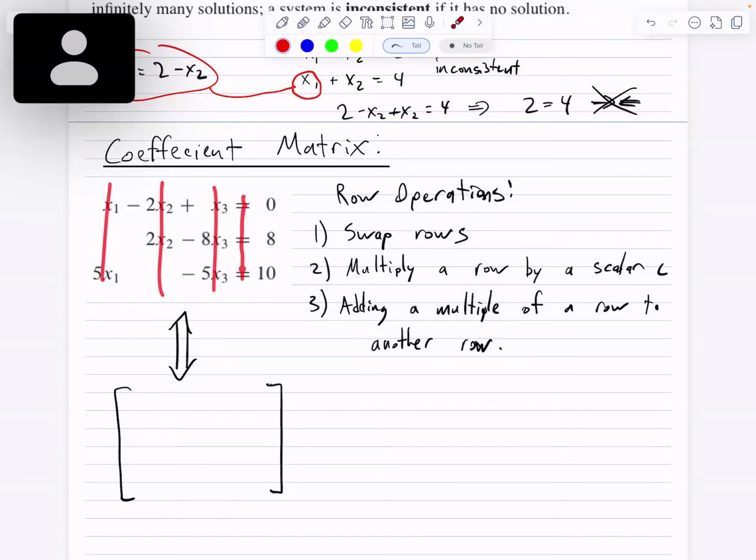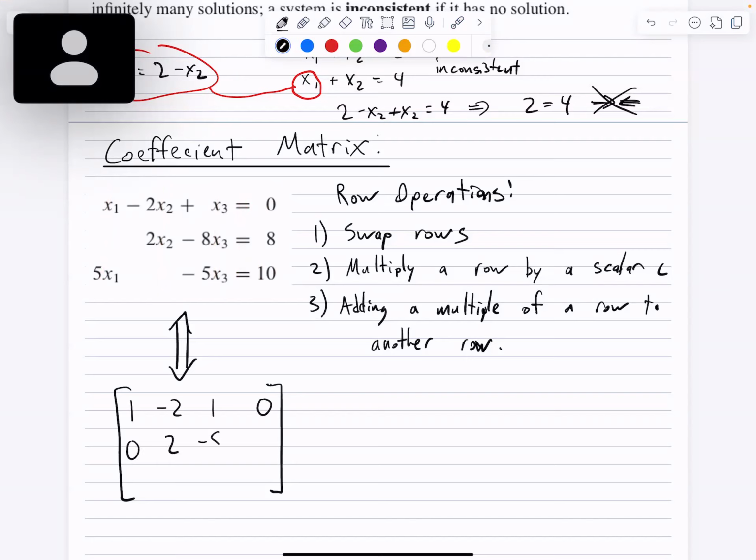And then for the equal sign, I'm going to put a line, what's called an augmented matrix, and then I'm going to have the solution on the right. The book doesn't do augmented, but that's fine. So this coefficient matrix will be 1, -2, 1, and then 0. And it will be 0, 2, -8, 8, and then 5, 0, -5, 10.